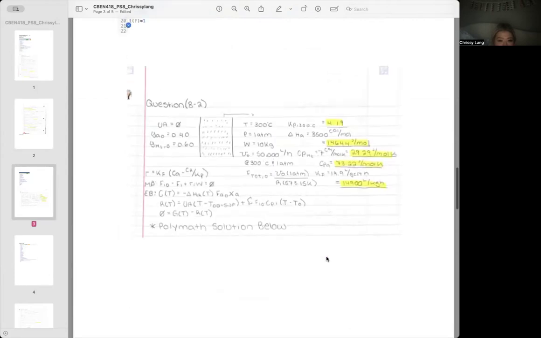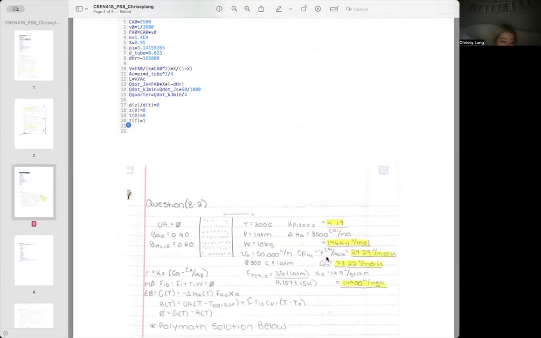For question 2, or 8-2, along with the Polymath solution, both were worked through the mass and energy balance for the gas phase reactor system using the variable flow rate, volumetric flow, and temperature-dependent kinetic and thermodynamic data provided.